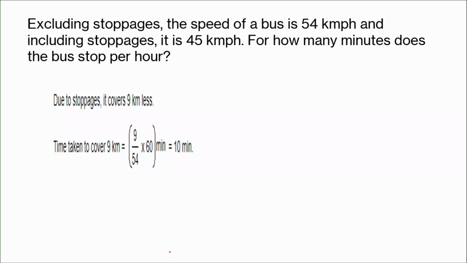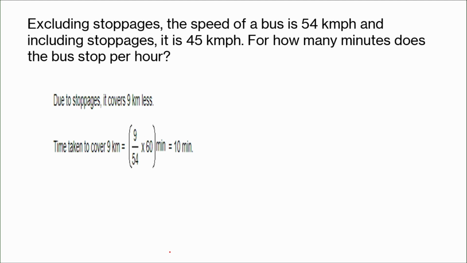Excluding stoppages, the speed of a bus is 54 km/h and including stoppages, its speed is 45 km/h. For how many minutes does the bus stop per hour?